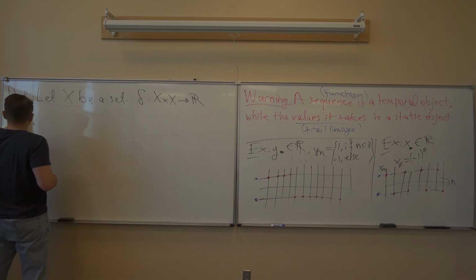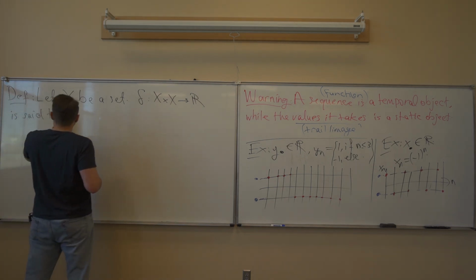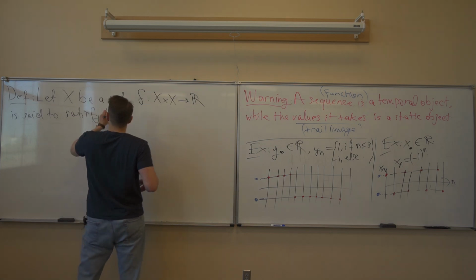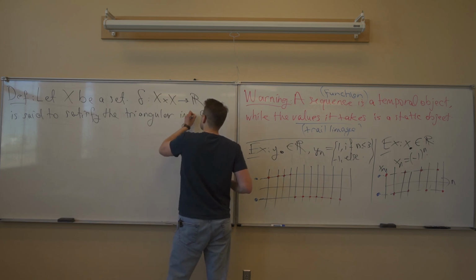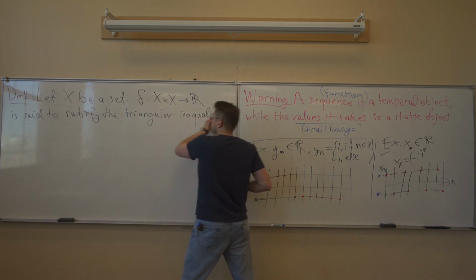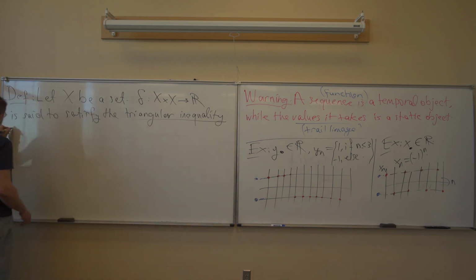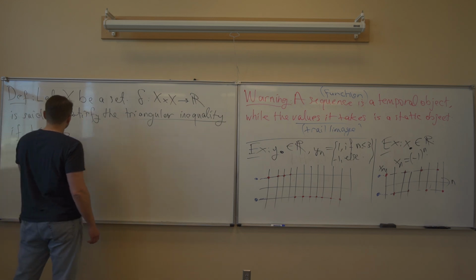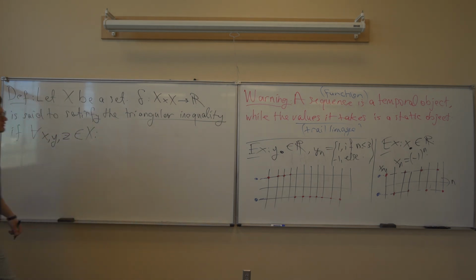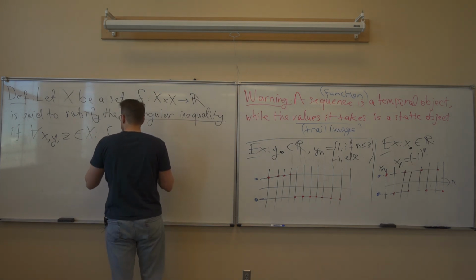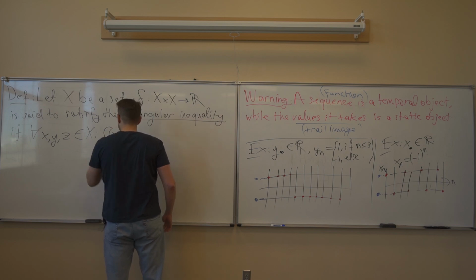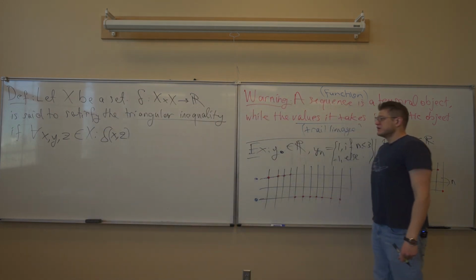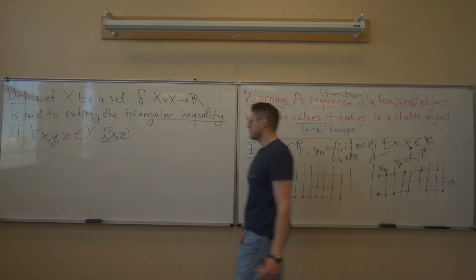It's said to satisfy the triangular inequality if for any three points x, y, and z in X, delta of x comma z is dominated by, well, delta of x comma y plus delta of y comma z.